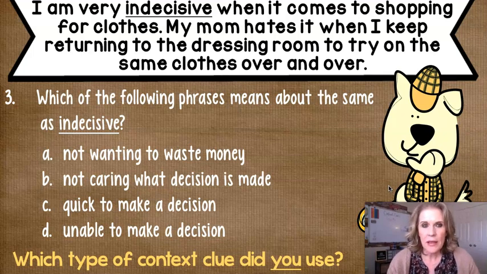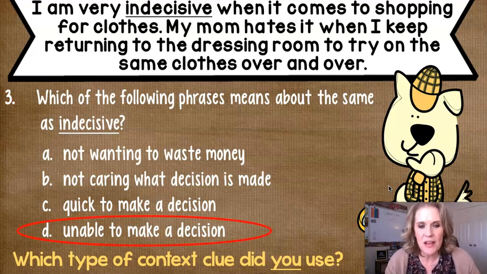Well, let's go back and look at our clues in the text. It says that she's going back and forth to try on clothes, right? It doesn't bring up any clues that mention not wanting to waste money. Obviously, it's not B, not caring what decision is made. She obviously cares a lot because she's having a hard time making a decision, right? And she's not quick to make a decision because she keeps going back and forth to try on clothes. So we can make the conclusion that indecisive means about the same as unable to make a decision, right? This one is an example.